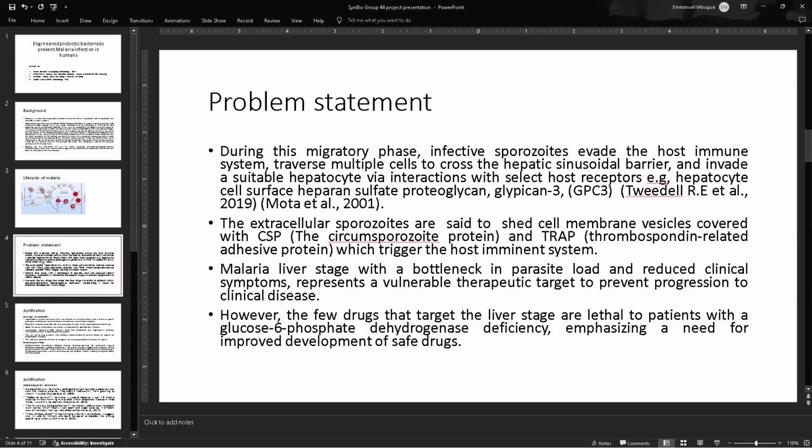The malaria liver stage, with a bottleneck in parasite load and reduced clinical symptoms, represents a vulnerable therapeutic target to prevent progression to clinical disease. However, the few drugs that target the liver stage are lethal to patients with a glucose-6-phosphate dehydrogenase deficiency, emphasizing a need for improved development of safe drugs treating malaria.